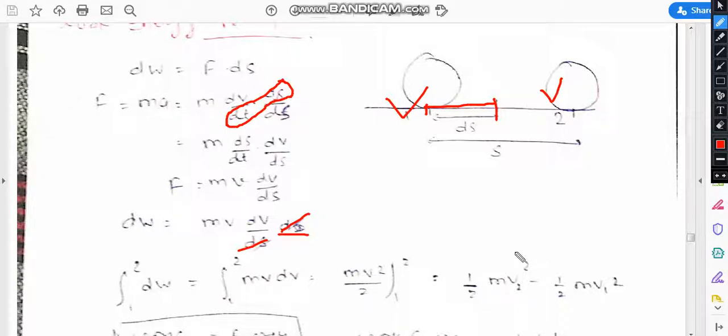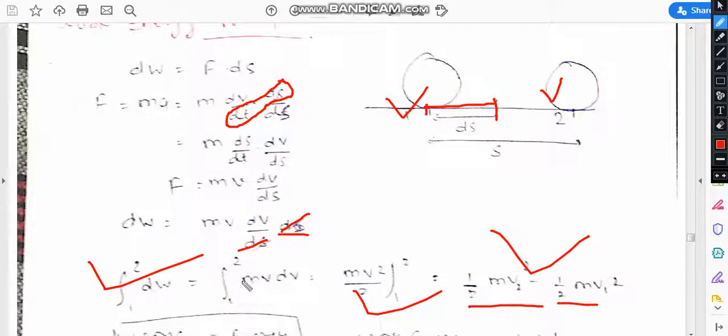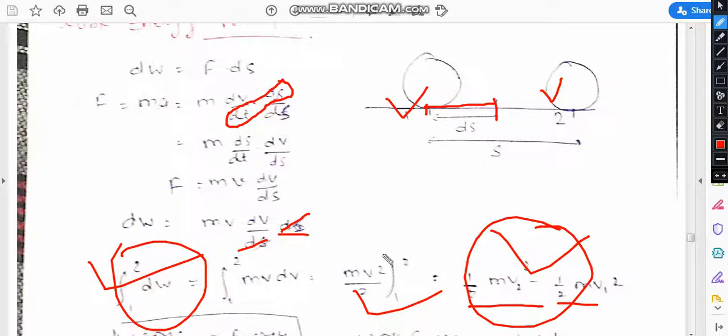Okay, and by integrating this equation, this is half mv2 square minus half mv1 square. So here we directly see that this is your work and this is your energy of the object. Means we can directly convert the work in terms of energy. So this is our work energy principle.